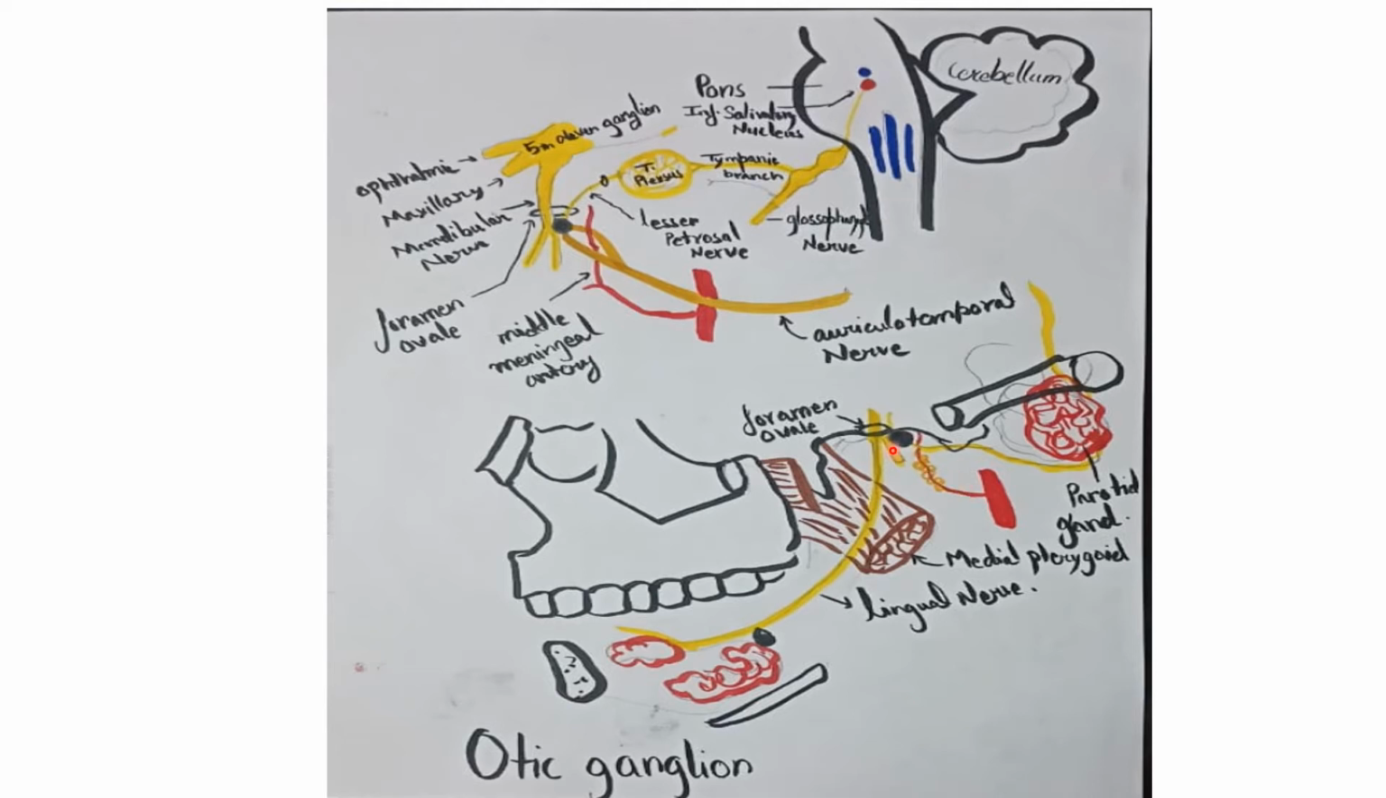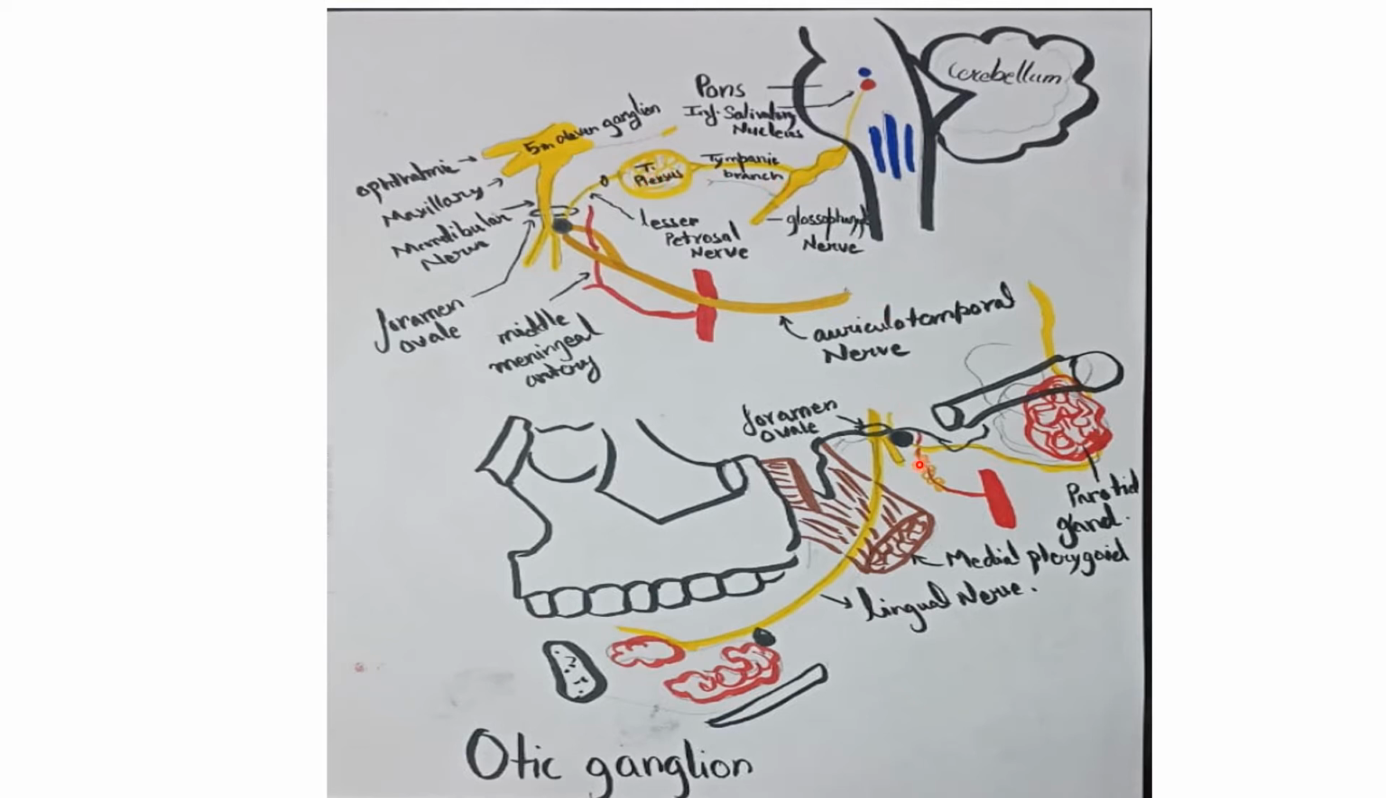Otic ganglion is structurally related to the mandibular nerve. What comes out from the foramen ovale? This is foramen ovale, right? Behind the pterygoid plate is your foramen ovale. What comes out is the mandibular nerve, right? So it is structurally related to the mandibular nerve, but functionally it is related to the glossopharyngeal nerve, which is your ninth cranial nerve. Understood?